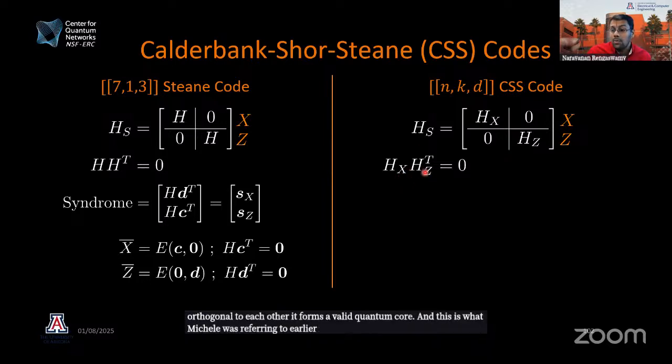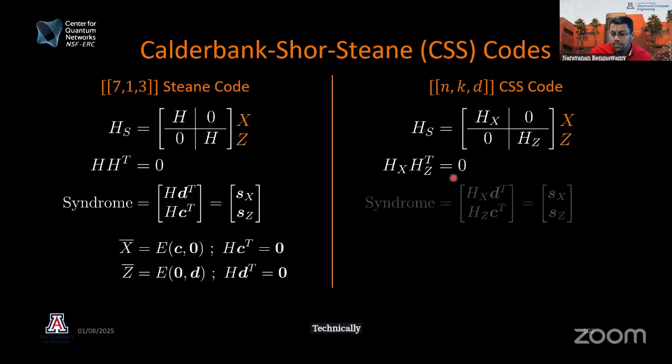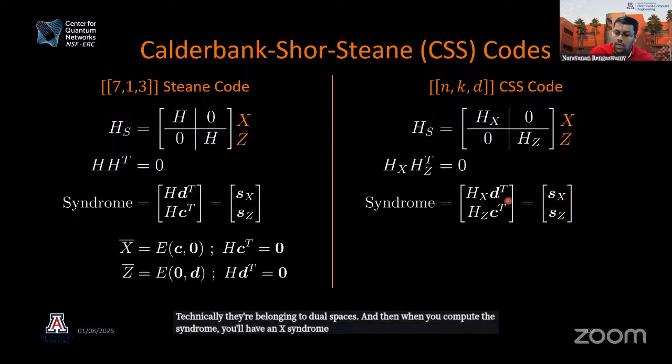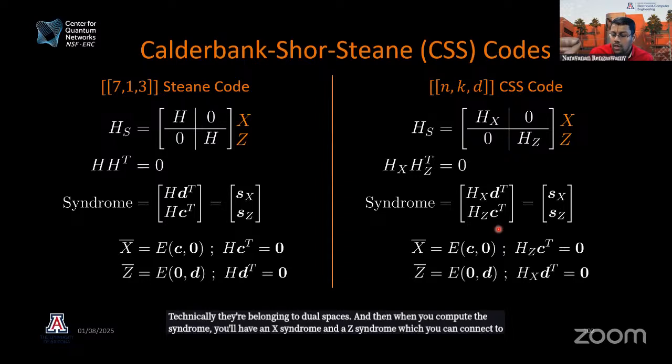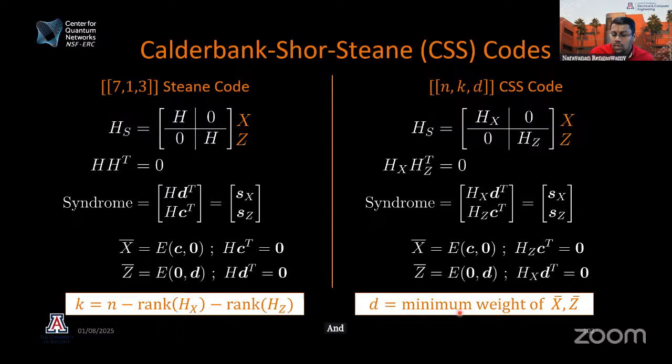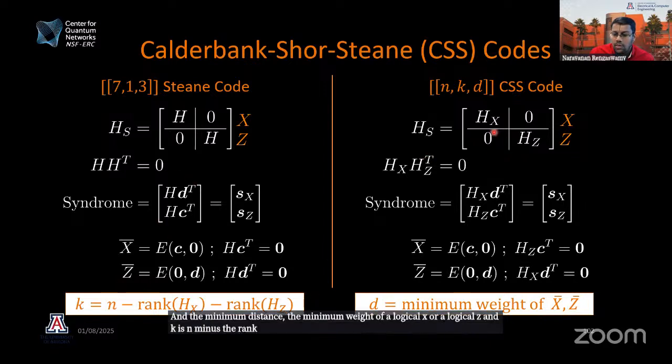When you have two parity check matrices and they're orthogonal to each other, technically they belong to dual spaces. And then when you compute the syndrome, you'll have an X syndrome and a Z syndrome, which you can use to correct the Z error and X error. And logical operators will commute with the stabilizers, and that's what is given by these inner products. And the minimum distance is the minimum weight of a logical X or a logical Z, and K is n minus the rank of HX and the rank of HZ. So that's the notion of CSS codes.